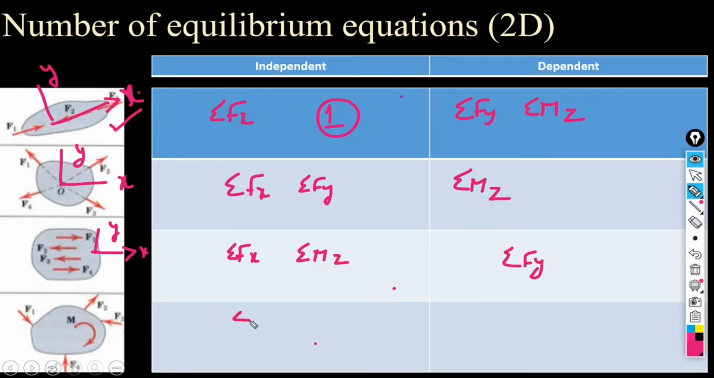This is the general case. In this case, summation of forces along x, summation of forces along y, and moment about z, we would need 3 independent equilibrium equations in this case.